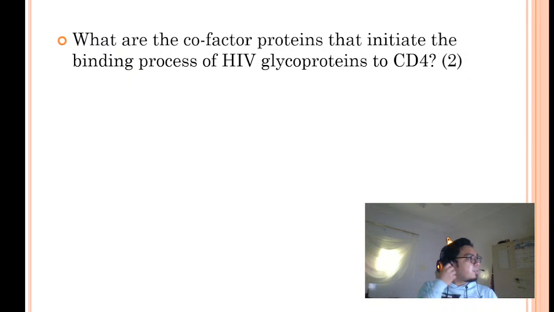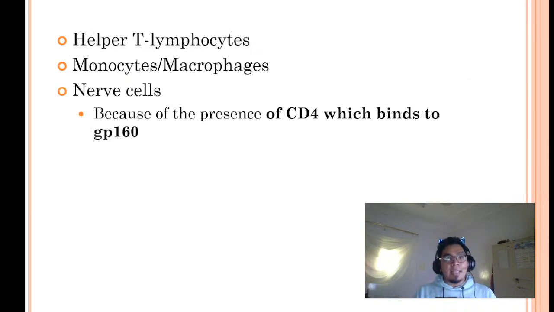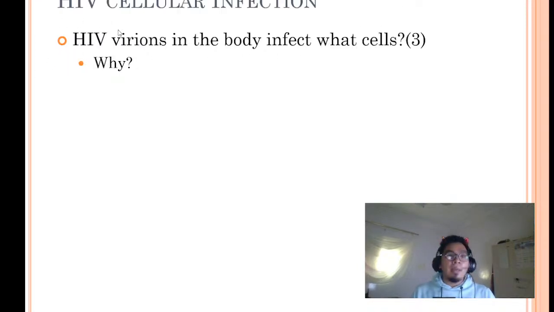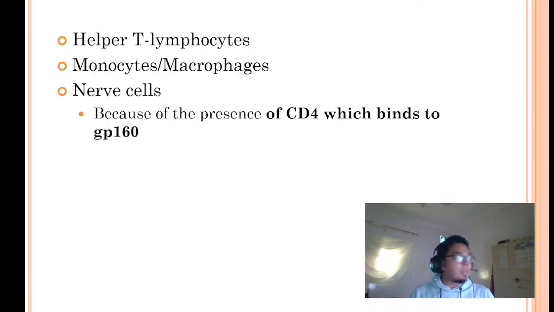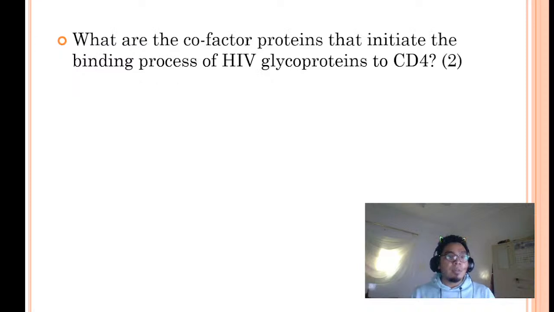Now, let's move on to cofactors. But in the exams, I want you to focus on helper T cells. The major target of the HIV virions would be helper T cells, but based on literature, it can infect monocytes and nerve cells depending on the state and the transmission. All right. Now let's move on to the cofactor proteins that initiate the binding process of HIV.